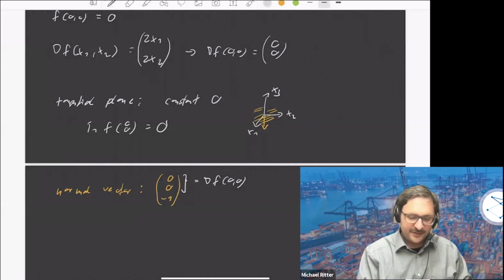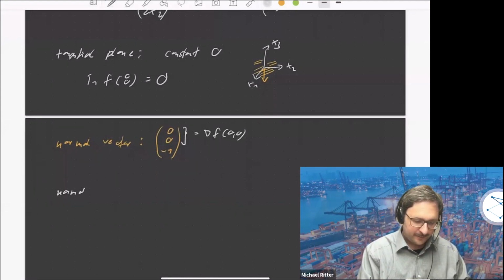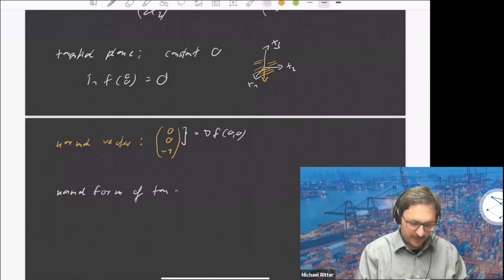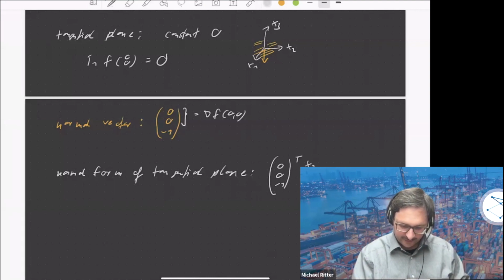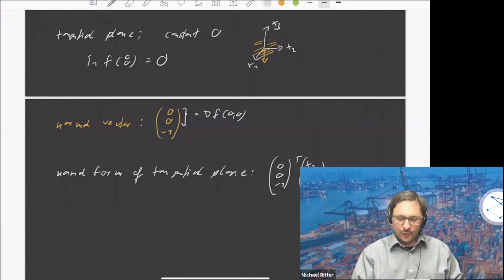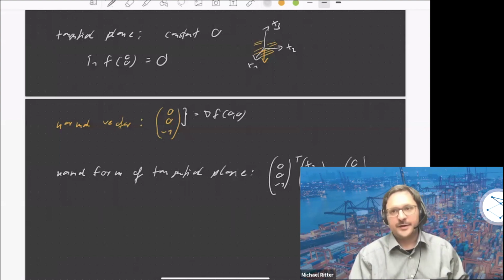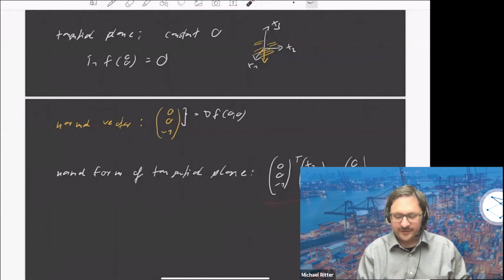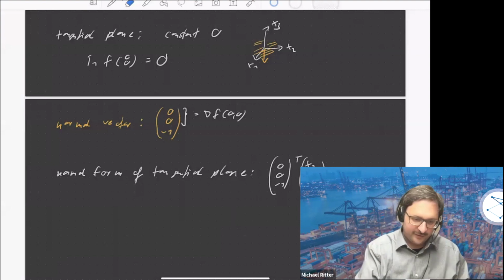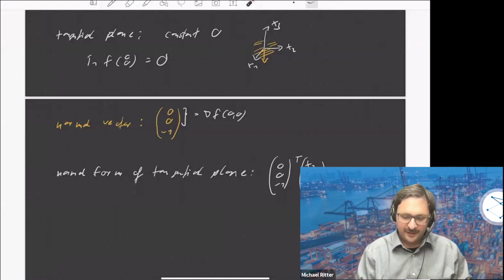And then in this case, the normal form of the tangential plane would be this vector here, (0, 0, -1) transposed, times (x1, x2, x3), equals, in this case, 0, because the plane contains the origin. If it didn't contain the origin, you would just take any point, compute this scalar product here, and use the resulting value, which is of course not a vector but a scalar, as the right-hand side.